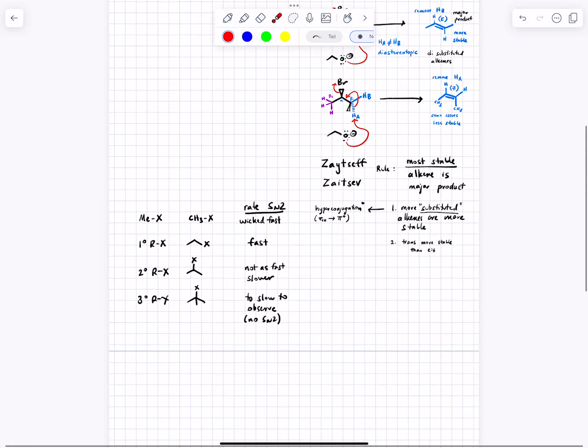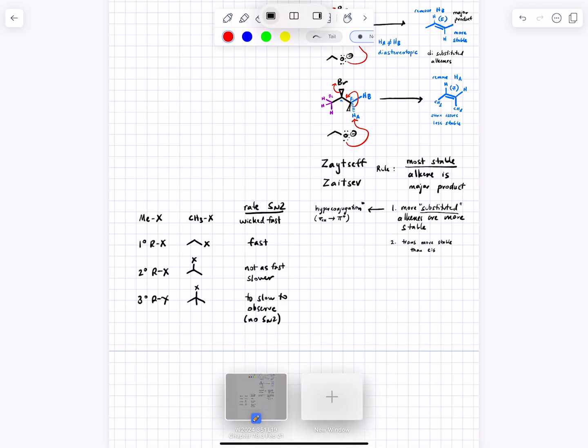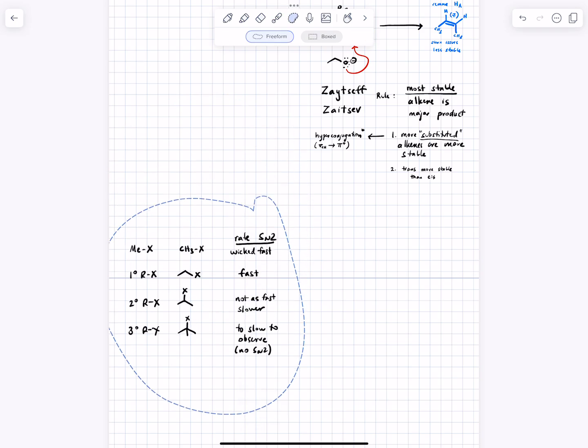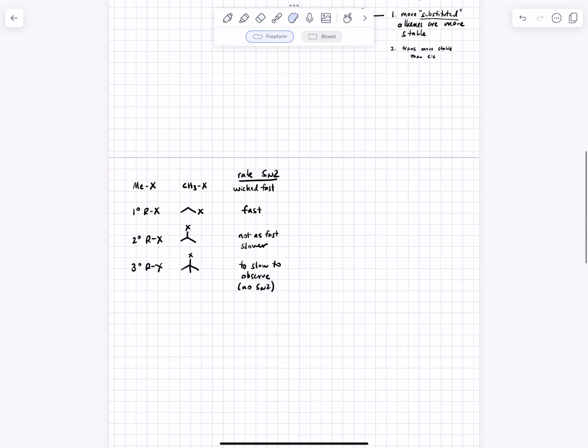So let's see. What are we going to do? I'm kind of running out of space. Maybe I'll drag this down. I kind of wanted it to all be on the same page, but whatever.